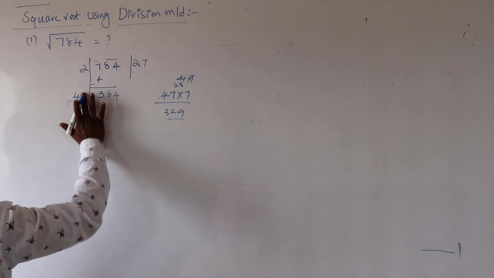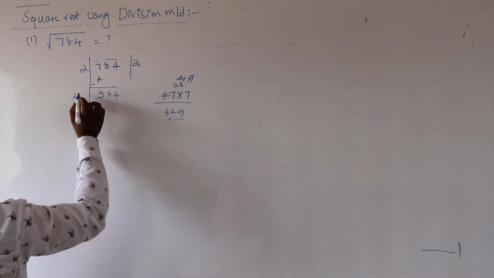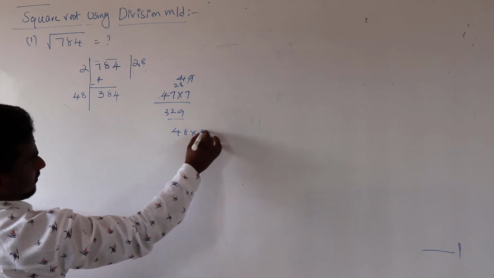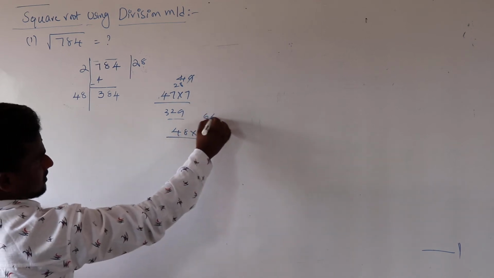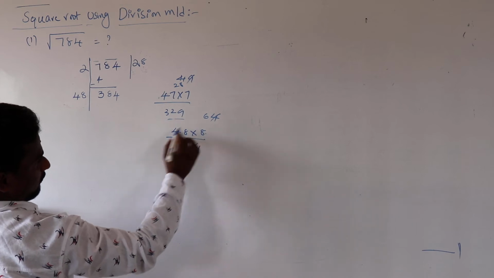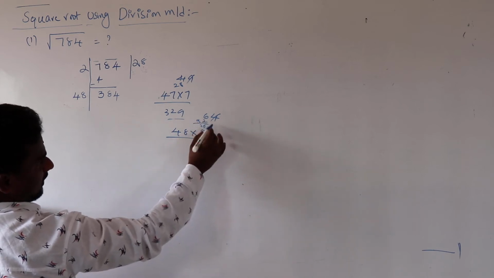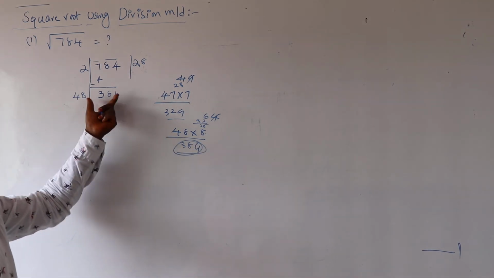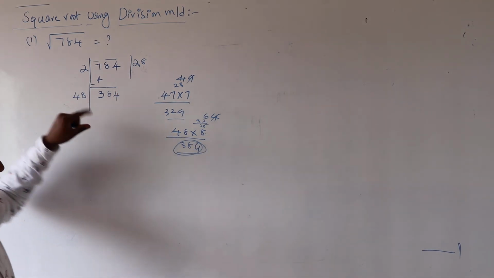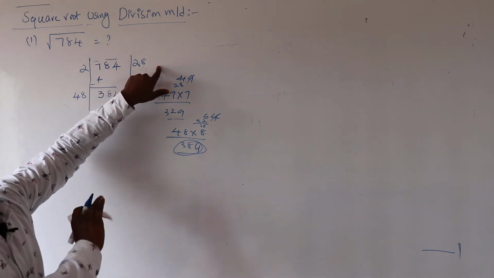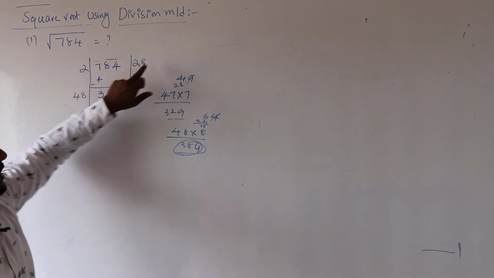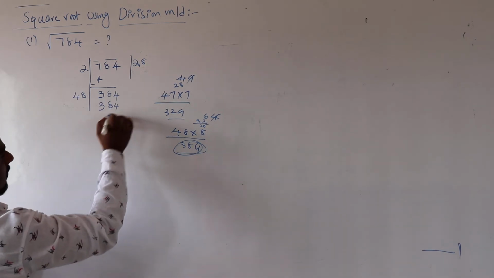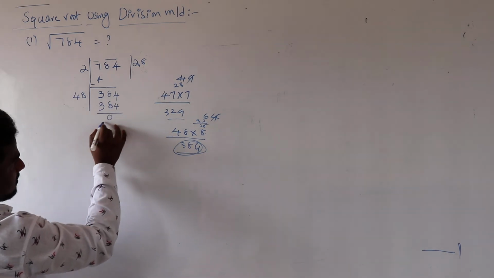Next, after 7, what is the number? 8. Here 8, here 8, means 48 into 8. 8 eights are 64. 8 fours are 32, plus 6, 38. So the answer is 384. It is exactly the remainder value. That's why we write 8 as the correct number. 48 into 8 is 384. What is the remainder now? It gets completely cancelled. 0.